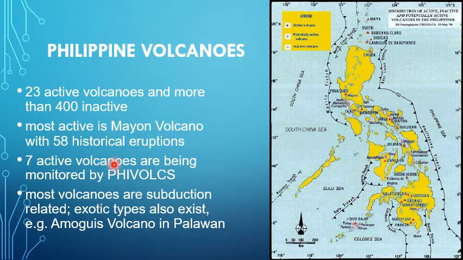The most active volcano is Mayon with 58 historical eruptions. Seven active volcanoes are being monitored by PHIVOLCS. Most of the volcanoes are subduction related. However, there are some exotic types of volcano, like the Amugis volcano in Palawan.